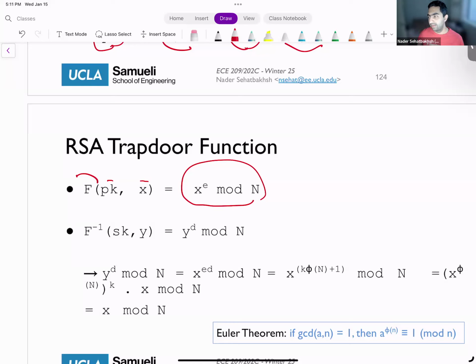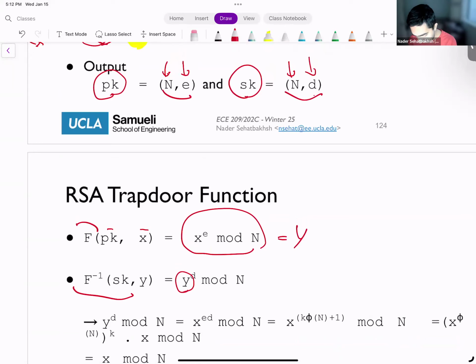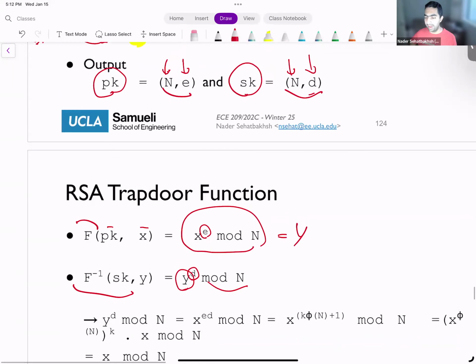So compute x to the power of e and divide it by n, and then report the remainder. What is the inverse function? The inverse function takes what? So this is equal to y. The inverse function takes y, computes y to the power of d. As you remember, d was our secret key here. So this is E and this is D, and then compute the modulo n, and that would be x.